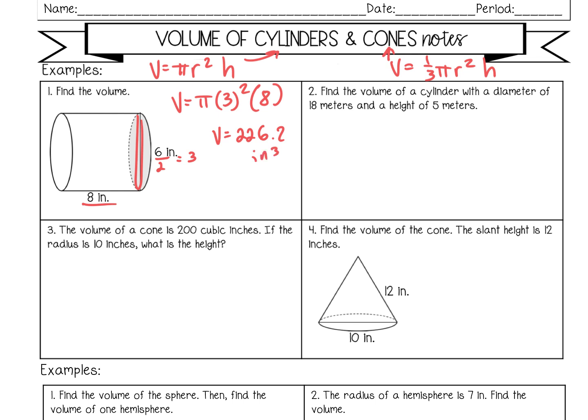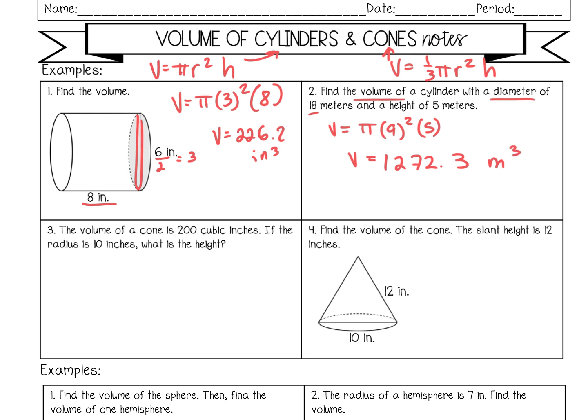Now for number 2, they want us to find the volume of a cylinder with a diameter of 18 meters and a height of 5 meters. They give us everything else. So the volume is pi. The diameter is 18, so we're going to have to do 18 divided by 2. So 9 squared. And the height is 5 meters. So go ahead and plug those in. So the volume of this cylinder is 1,272.3 meters cubed.